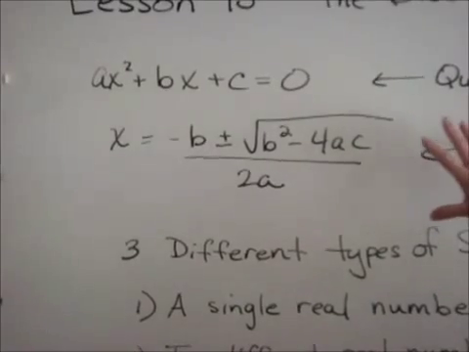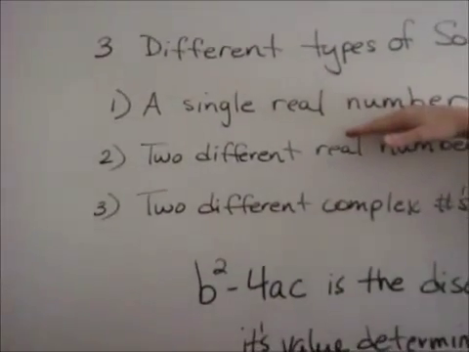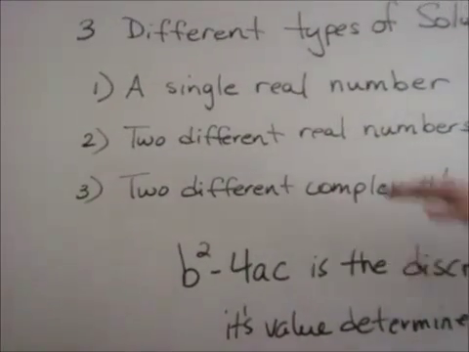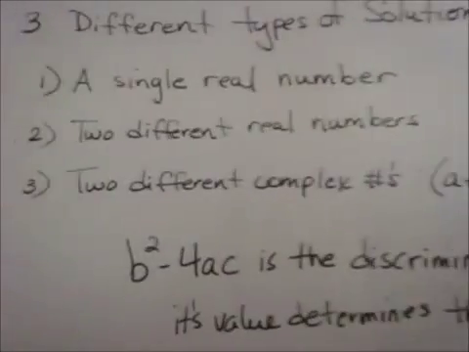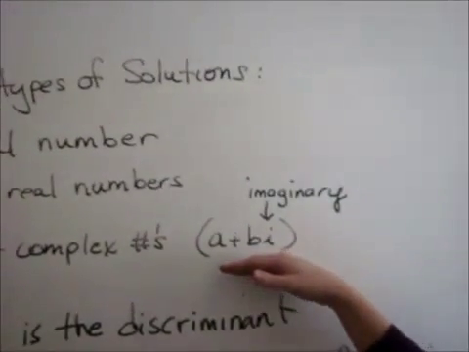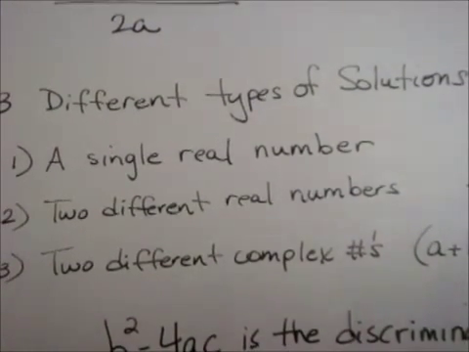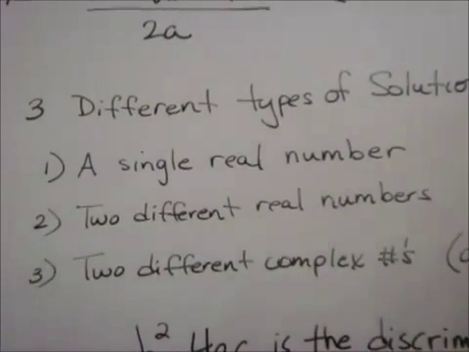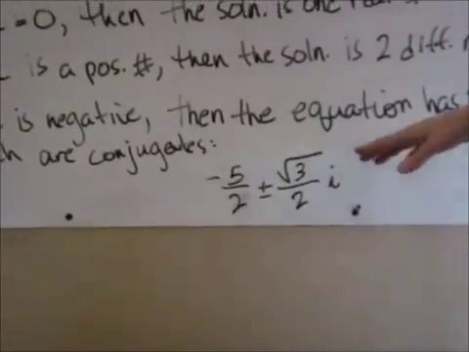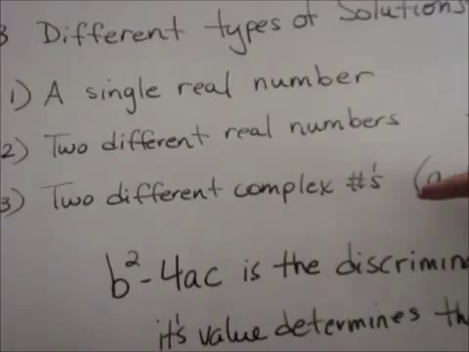Now there's three different kinds of solutions that you can get for a quadratic equation. You can either get a single real number, like 2 or 3. Or you can get two different real numbers, like remember factoring, how the answer is 0 and -5. That's two different real numbers. Or you can get two different complex numbers. Remember those really complicated ones where you put it into the quadratic formula and you would get x equals like -5/2 plus or minus the square root of 3 over 2i. The complex ones are the ones that have the i's. So these are the three different kinds of solutions you can get.